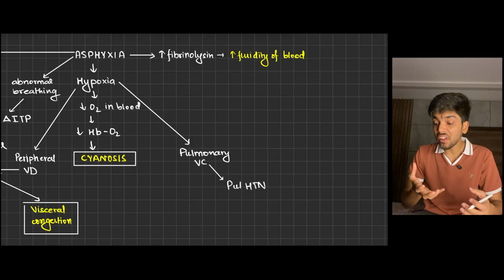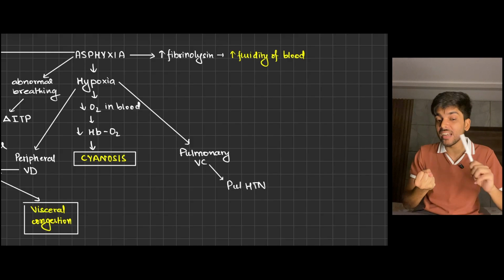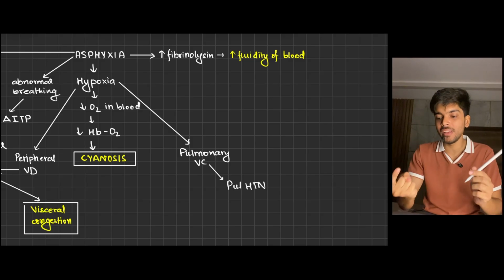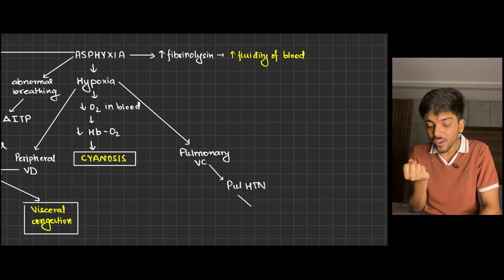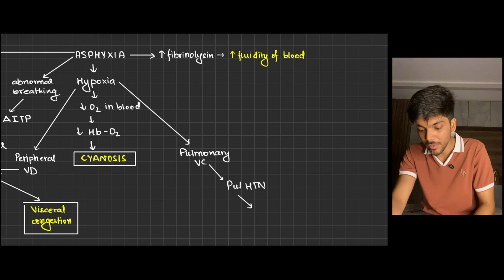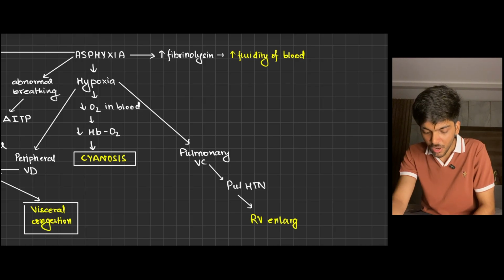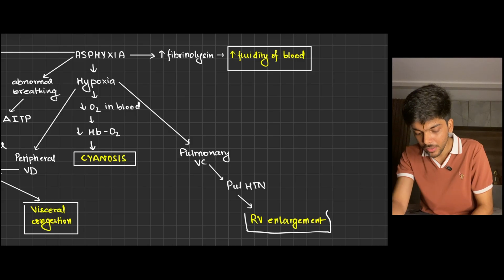So the right ventricle has to contract harder to push the blood inside the highly resistant pulmonary artery. And the overworking of the right ventricle leads to right ventricular hypertrophy, also referred to as right ventricular enlargement. So now you also have the two quintets: increased fluidity of blood and right ventricular enlargement.